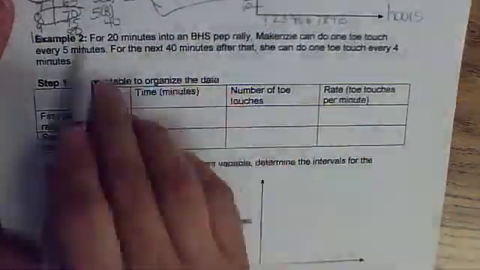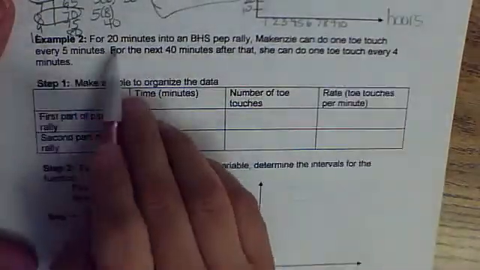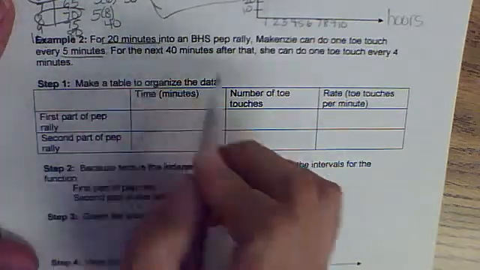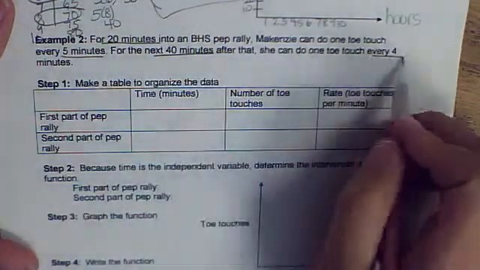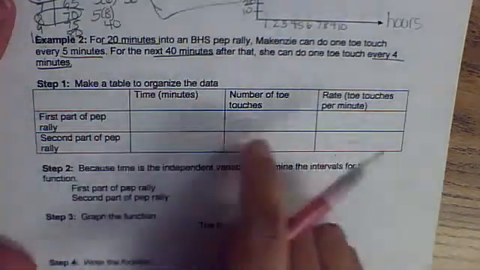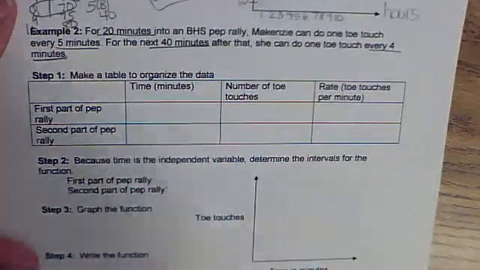Example number 2 is about the pep rally. So for 20 minutes into a pep rally, Mackenzie can do 1 toe touch every 5 minutes. For the next 40 minutes, she can do 1 toe touch every 4 minutes. So this table is set up a little bit different. It's set up with more information.